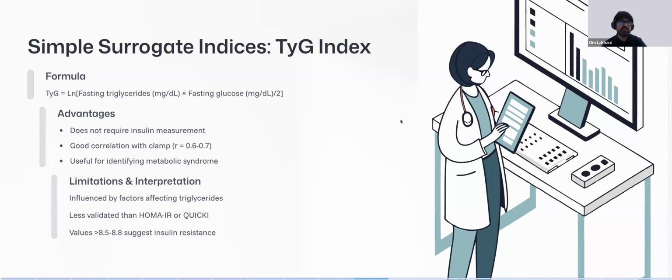So you can see the formula here. All you need is a fasting triglyceride and fasting glucose. Put it in the formula, and a value of more than 8.5 to 8.8 is generally considered insulin resistance, right? So again, it's a very simple to do test, but a very close and important marker of insulin resistance.